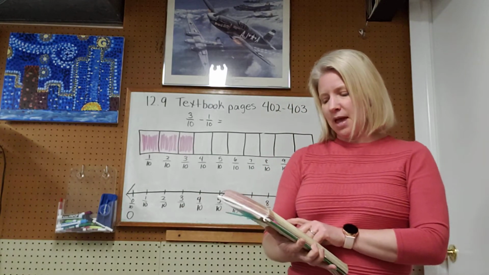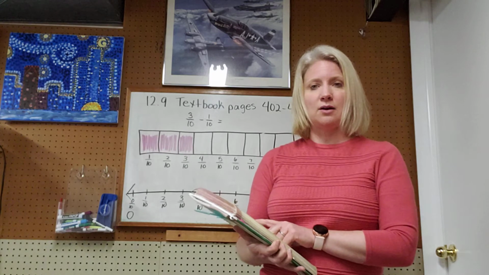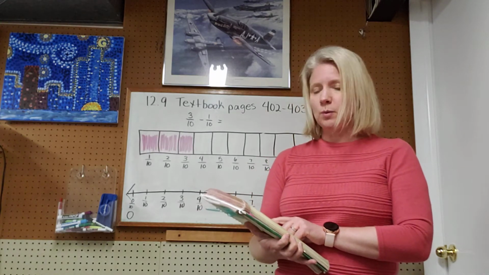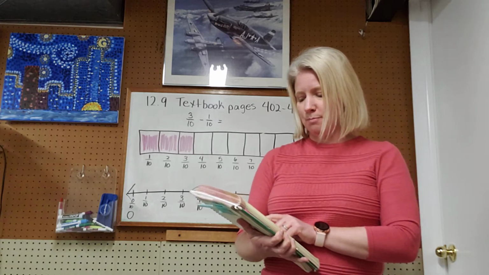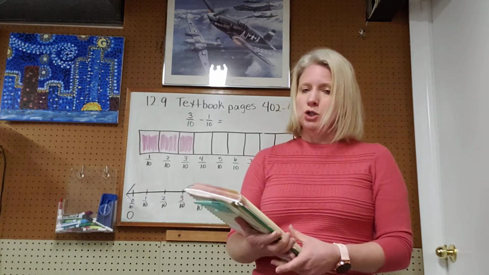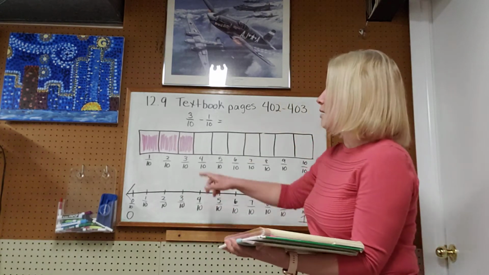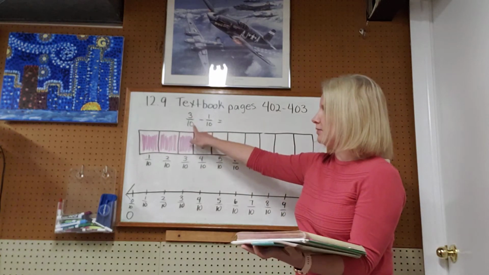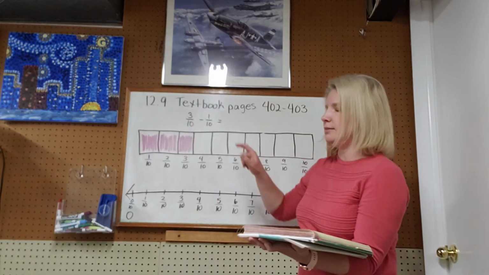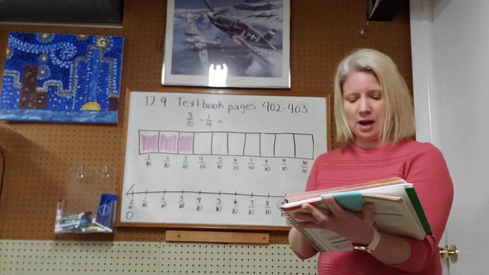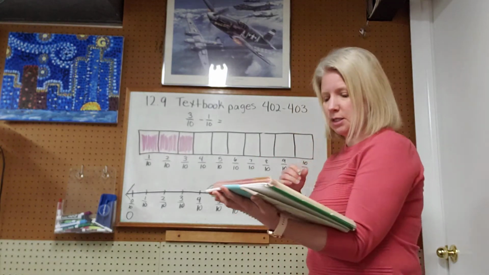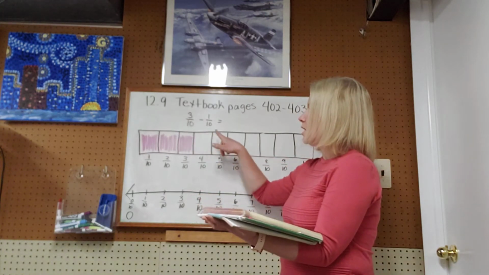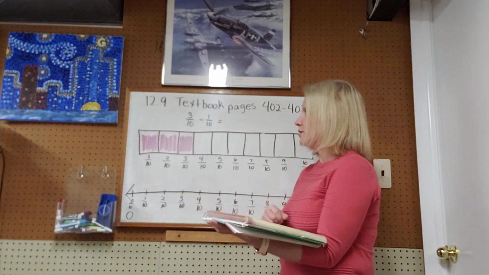On page 402, it gives you the example problem. And it says, Matthew ran 3/10 of a mile. Charlie ran 1/10 of a mile. How much further did Matthew run than Charlie? So here's the subtraction problem. It's 3/10 minus 1/10. So you're finding out how much further Matthew ran than Charlie, because Matthew ran 3/10, Charlie ran 1/10, so you're going to subtract them.